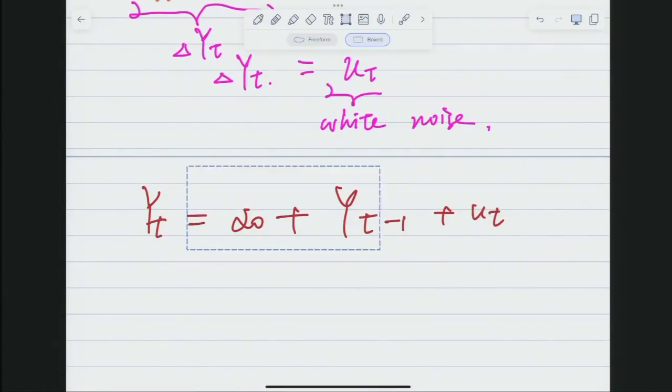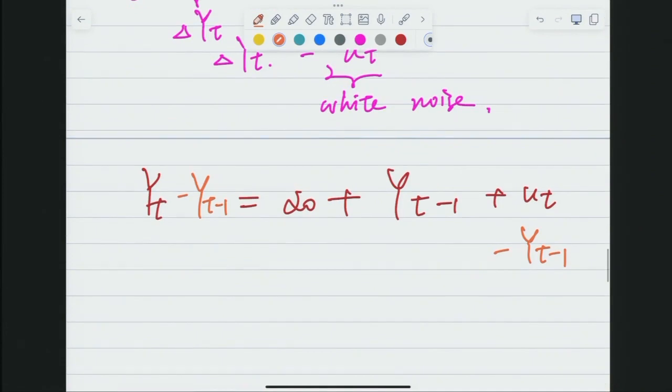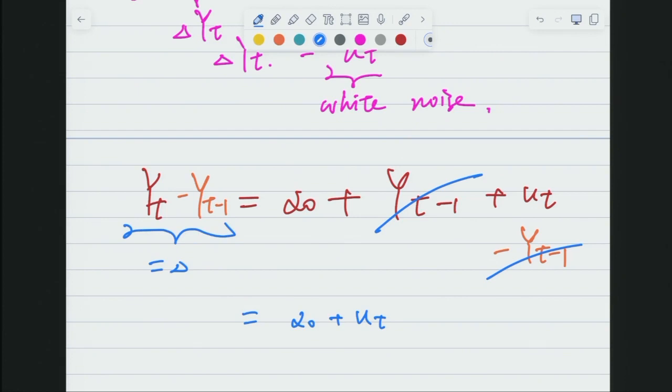As long as we take the first difference, so essentially subtracting y_{t-1} on both sides, on the right-hand side the common y_{t-1} term cancels out. What is left is just alpha naught plus u_t. The left is essentially our first difference. So the first difference of y is stationary because it only depends on the shock u, which is stationary.